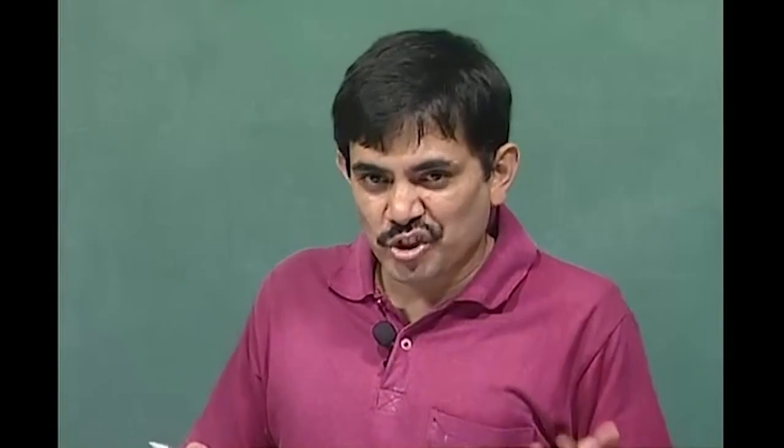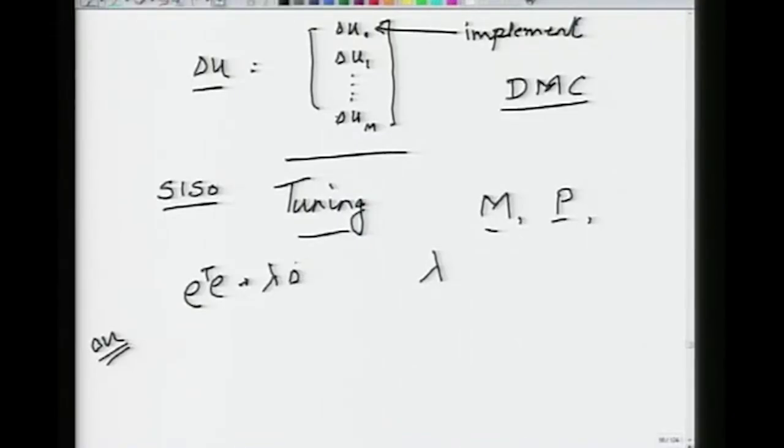So, to stabilize your feedback system, that is why we added this lambda times delta U transpose delta U term. This lambda is a tuning parameter and it is called move suppression factor, like I told you just a little while ago. It is a tuning parameter, and this is something that your control system designer adjusts to get the kind of closed loop performance that he wants.